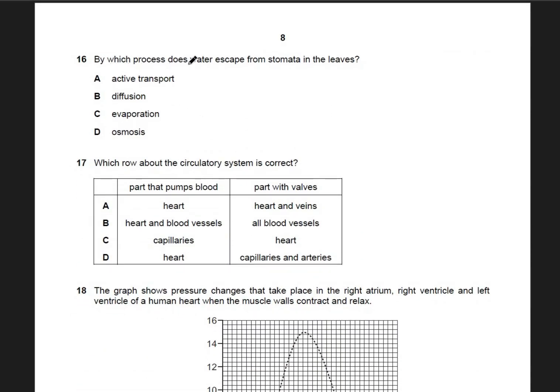Question number 16. Through which process does water escape from stomata in the leaf? What is the process through which water is escaping as water vapor through stomata? We all know that the process is diffusion. The water vapor escapes along the concentration gradient, the diffusion gradient, right? So through the diffusion process. So this will be the correct answer.